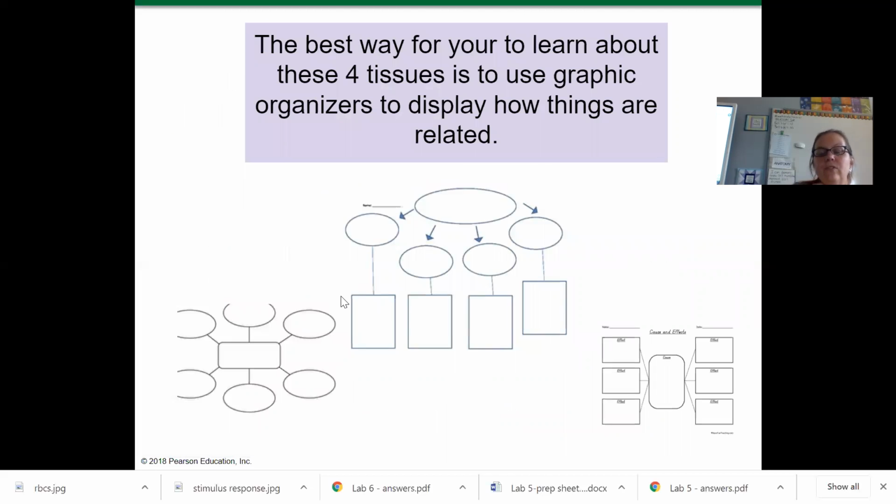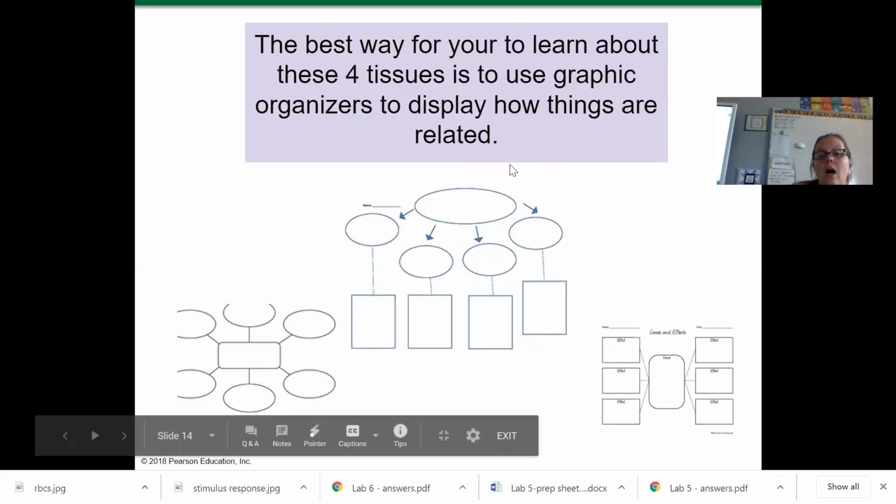So the best way for you to learn about these 4 tissues is going to be to watch this video, read the section, and to create a graphic organizer. And there are tons of graphic organizers in the book. If you look on page 146, there's one of epithelial tissue right there. That might be one that you sort of work with, all right?